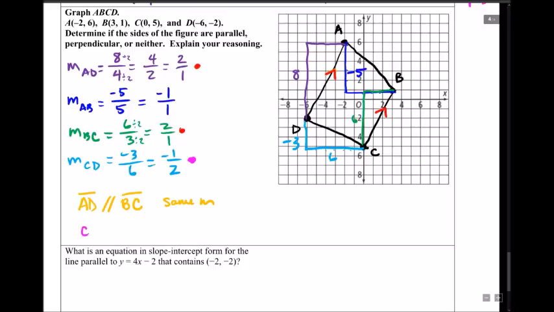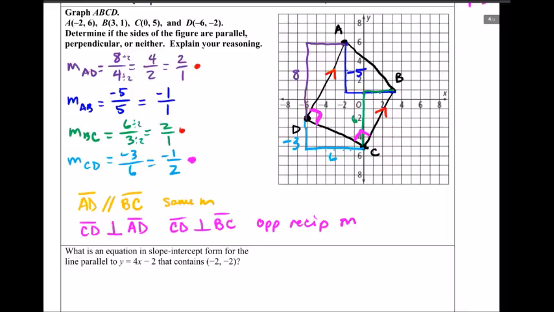I can say that segment CD is perpendicular to who? CD is perpendicular to segment AD. So CD is perpendicular here. And segment CD is perpendicular to segment BC. So it's perpendicular here. How do I know that? Because they have opposite reciprocal slope, right? Opposite sign, and it's flipped.